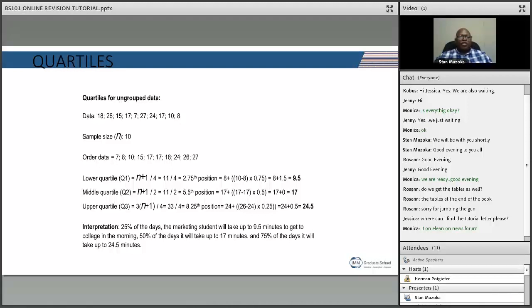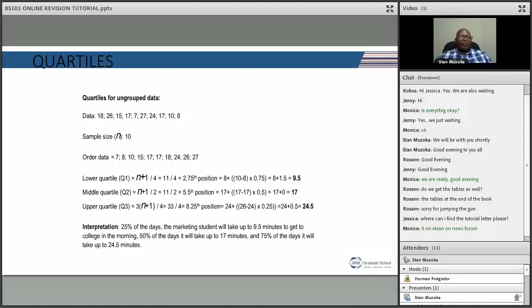It is in the 2.75th position. Therefore, you are saying it is 8 plus, because it is 3/4 way away from the second. Hence, you are looking at the difference between those two and wanting to position it accurately. That becomes 9.5. Interpret that: in 25% of the time, the student gets to college in less than 9.5 minutes, and in 75% of the time, the student gets to college in more than 9.5 minutes. We won't bother with the middle quartile because that is the median.